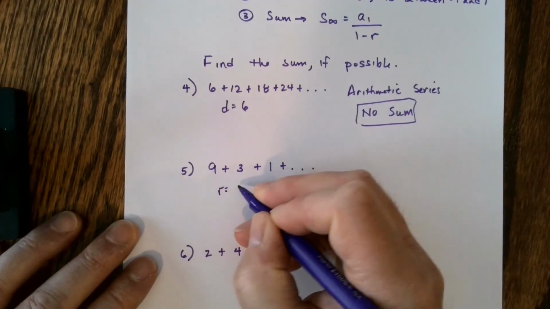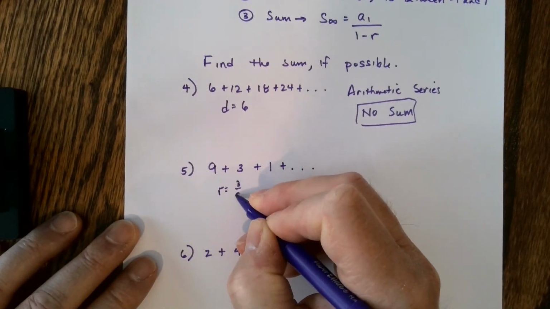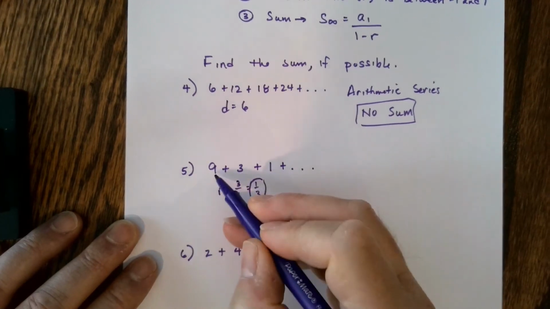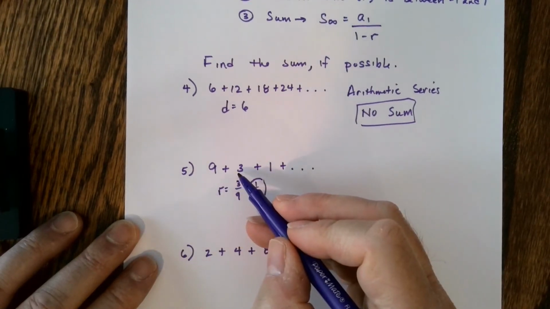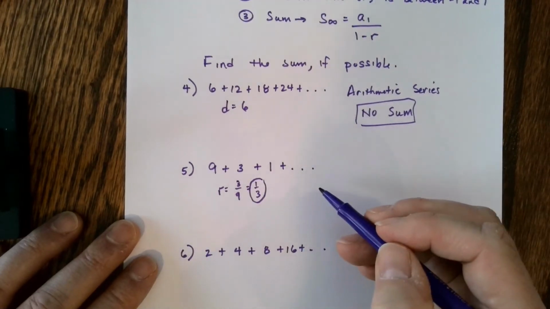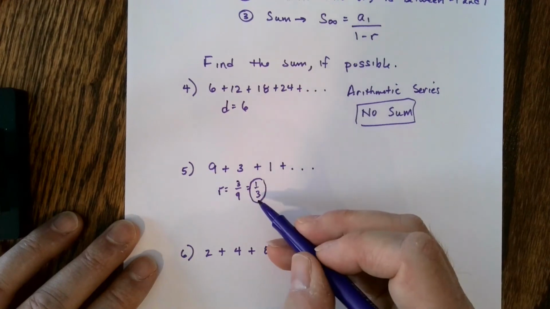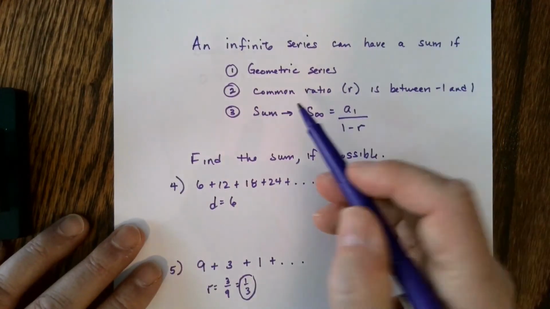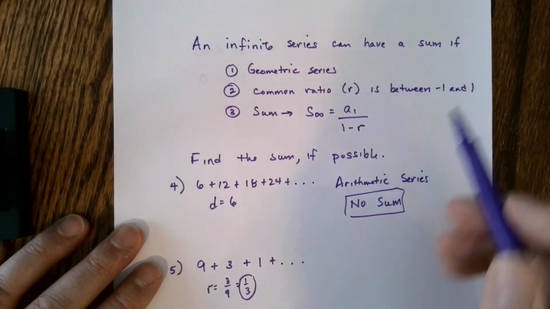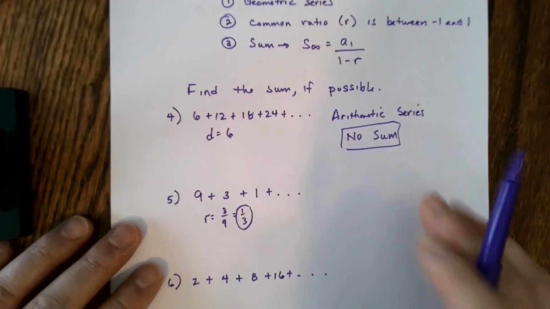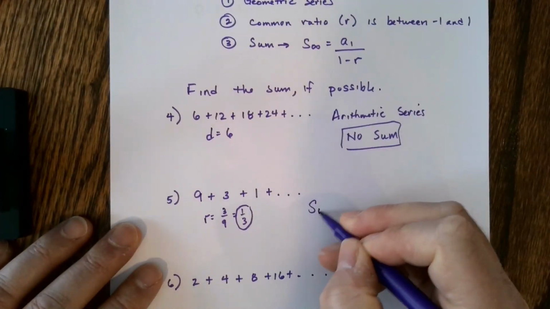My R value would be 3 divided by 9, which is 1/3. 1/3 of 9 is 3. 1/3 of 3 is 1. 1/3 of 1, of course, is just 1/3. We have a common ratio of 1/3. Now this common ratio fits our criteria up here, that is between -1 and 1. It's a proper fraction. So therefore, we should have a sum here.